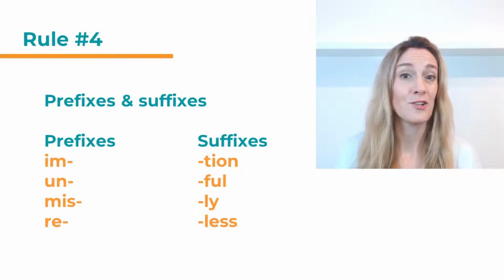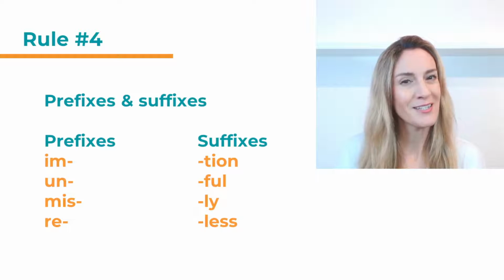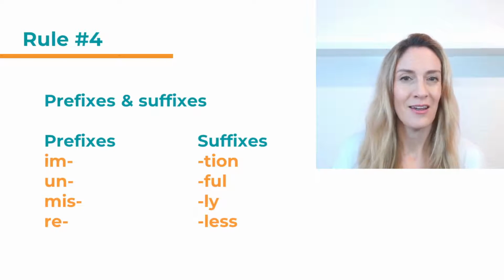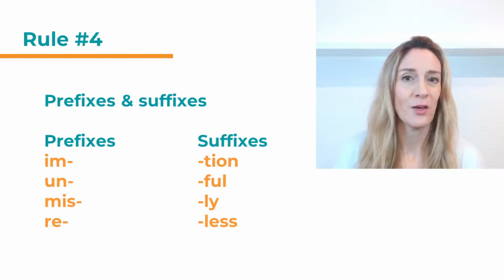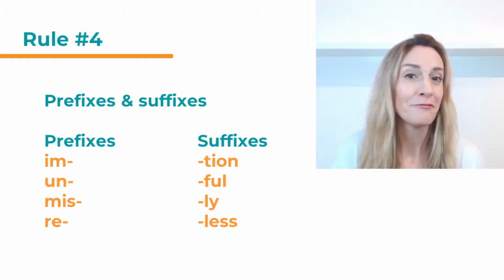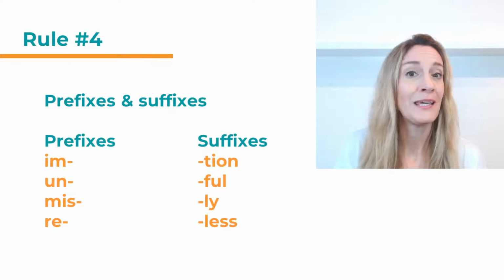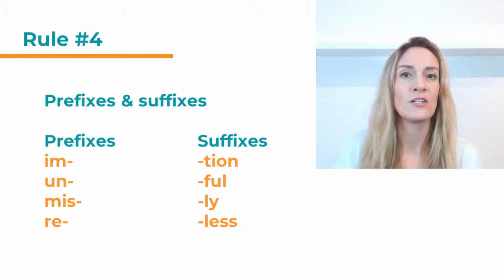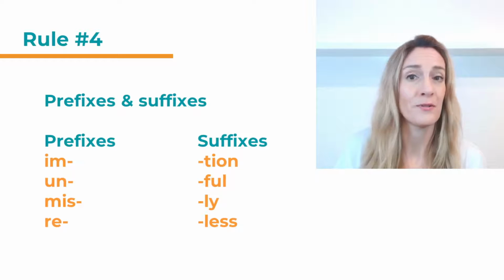Let's have a look at rule number 4. And this is regarding prefixes and suffixes. Now, if you don't remember what they are, have a look. I've given you some examples. So prefixes are little bits, really, not full words on their own, little bits that we add to the beginning of words. And this is usually to change the meaning, often to get the opposite meaning.